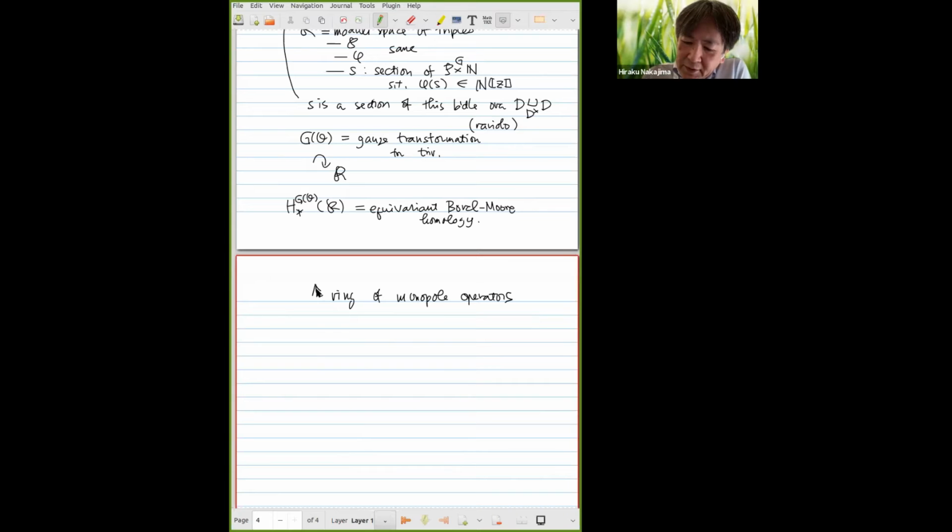So in particular, this has the structure of algebra. And this is not very natural. One can define an associative product on this equivariant polynomial homology by the convolution.